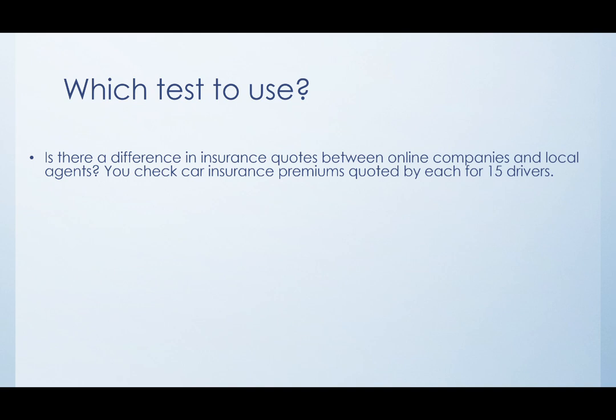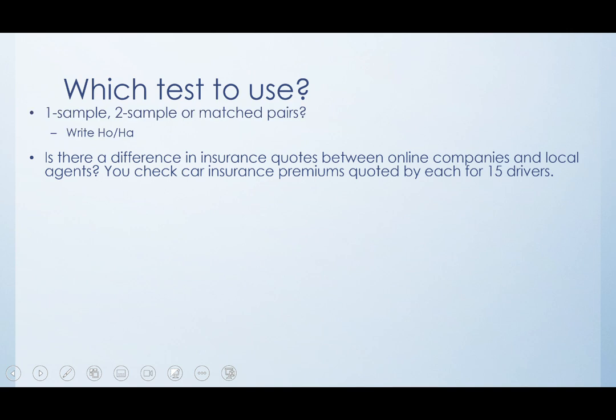All right, so we're continuing on with our examples. Remember, we are deciding which test to do: one sample, two sample means, two sample proportions, or matched pairs, and then we're going to write our null and alternate. Okay, so our next example: is there a difference in car insurance quotes between online companies and local agents?